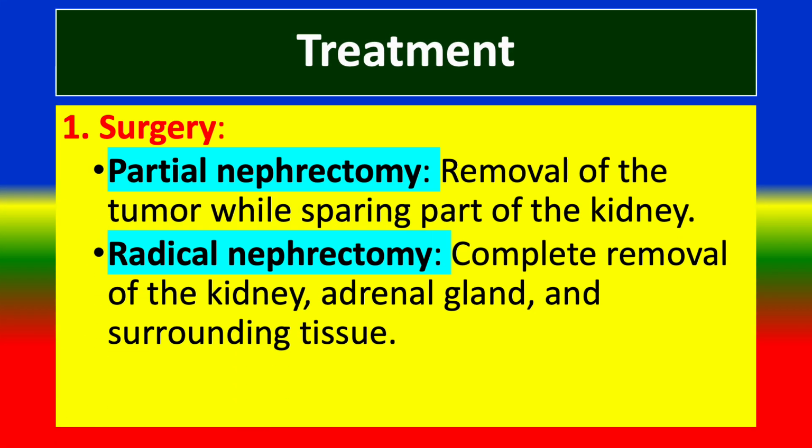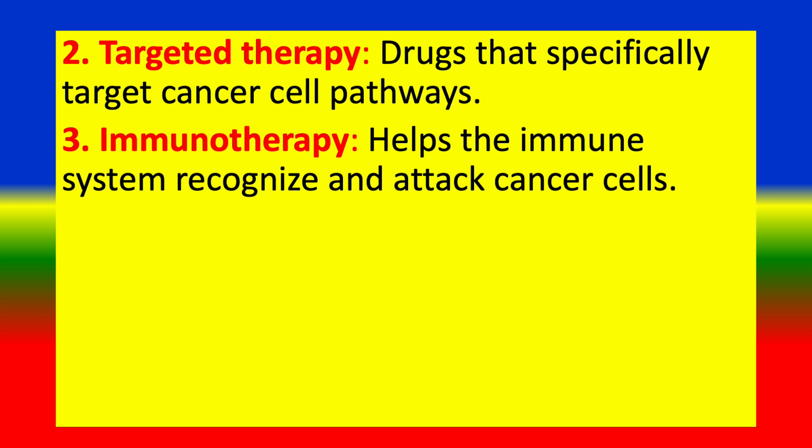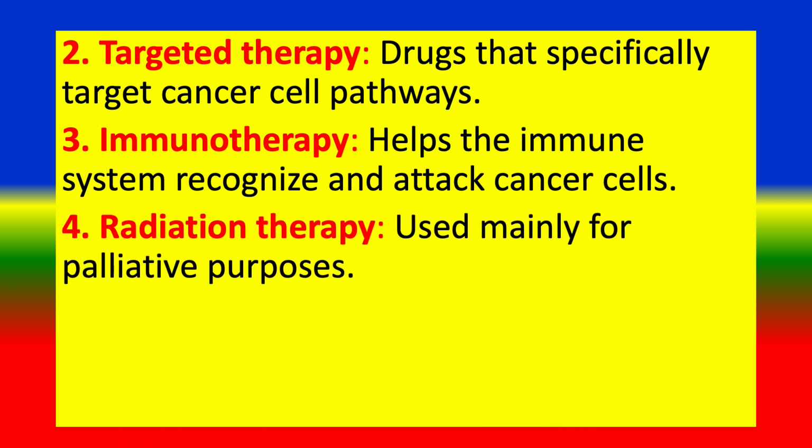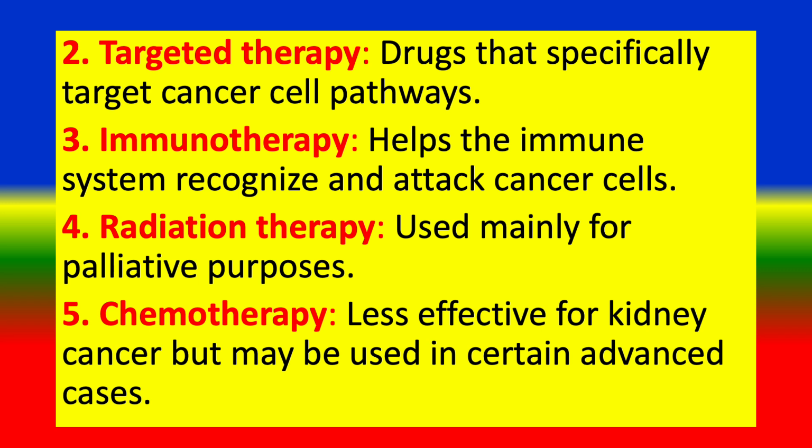Treatment: 1. Surgery, including partial nephrectomy, removal of the tumor while sparing part of the kidney. Radical nephrectomy, complete removal of the kidney, adrenal gland and surrounding tissues. 2. Targeted therapy: drugs that specifically target cancer cell pathways. 3. Immunotherapy helps the immune system recognize and attack cancer cells. 4. Radiation therapy used mainly for palliative purposes. 5. Chemotherapy is less effective for kidney cancer but may be used in certain advanced cases.